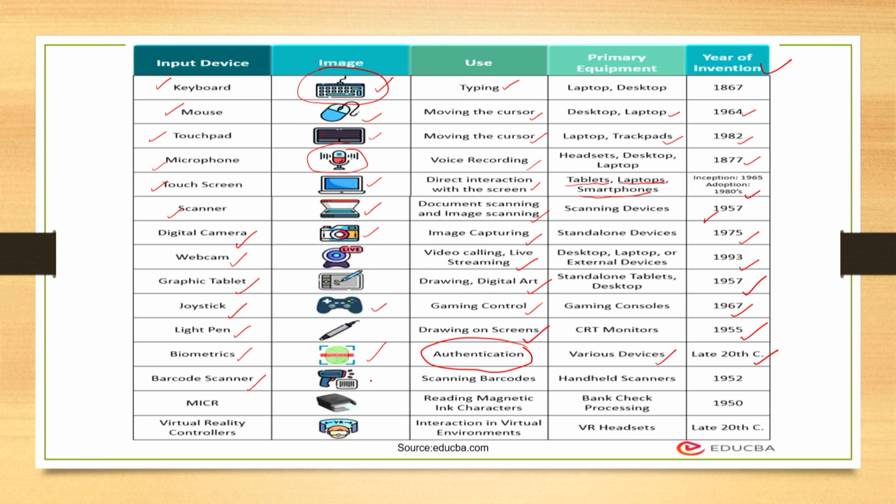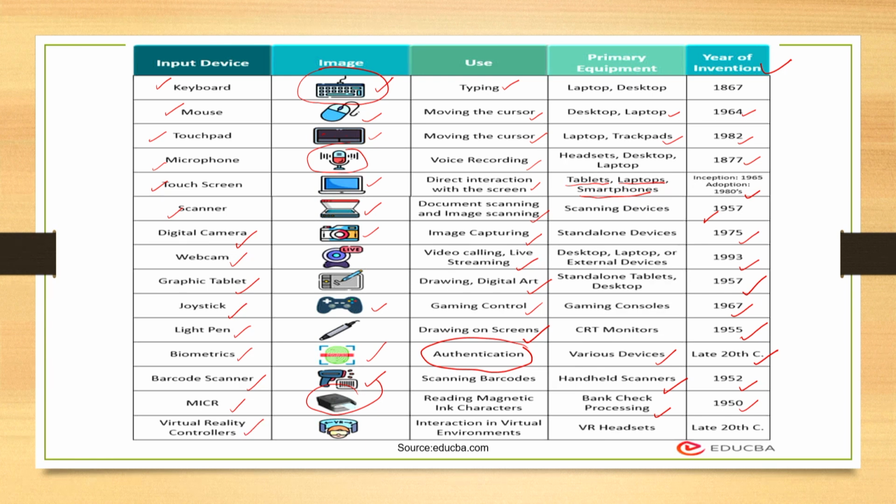Barcode scanner, you have seen it in the shops. This is a handheld scanner invented in 1952. MICR, it is used in bank check processing and invented in 1950.